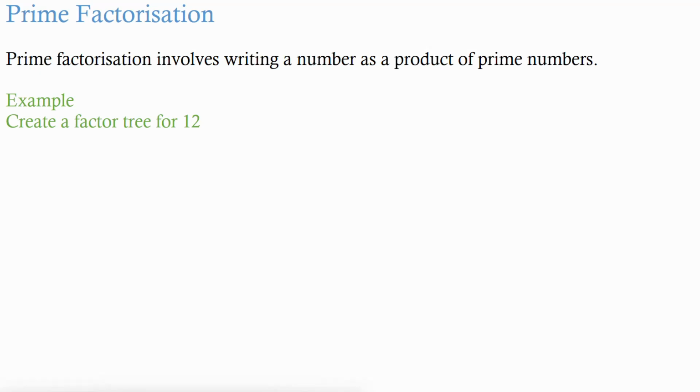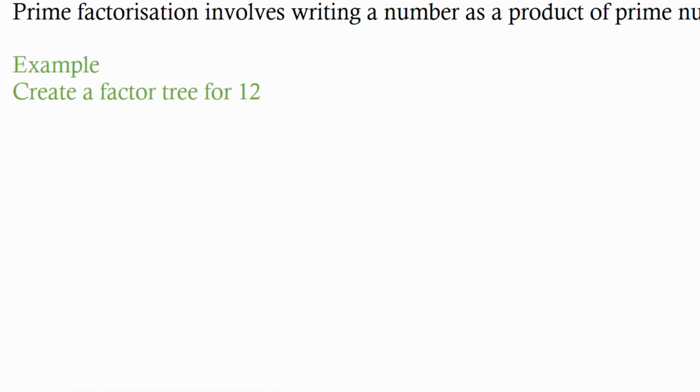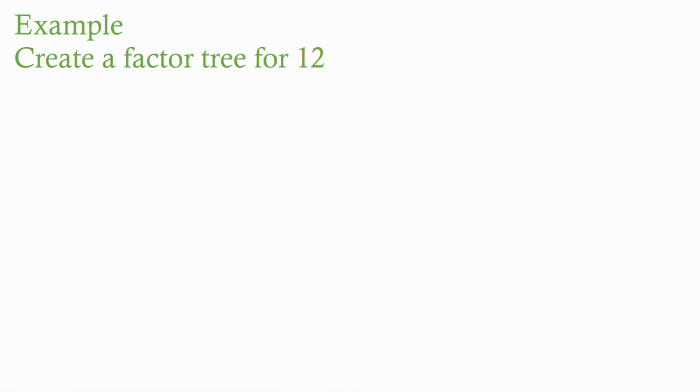In this video, we're going to cover prime factorization. So this involves writing a number as a product of all its prime numbers. How we do that is what we call factor trees. So I'm going to do a quick factor tree here, and we're going to start at the very top of the tree and write 12.